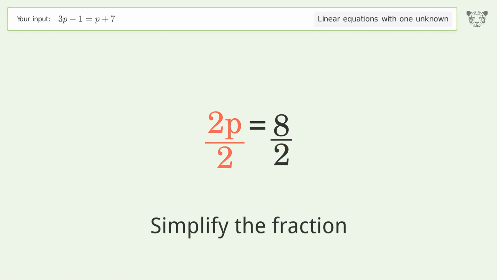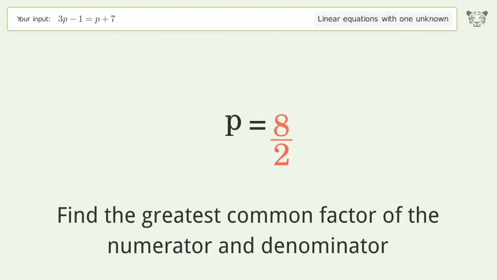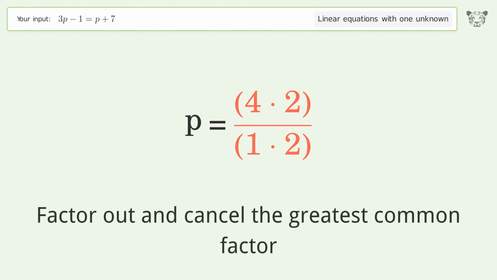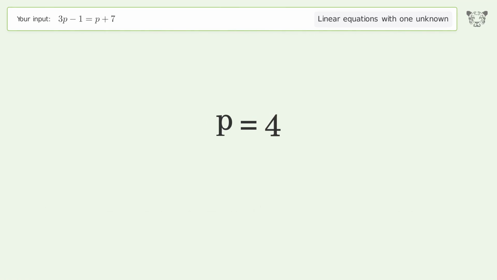Simplify the fraction. Find the greatest common factor of the numerator and denominator. Factor out and cancel the greatest common factor. And so the final result is p=4.